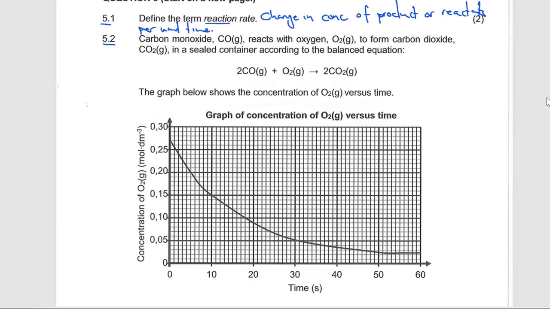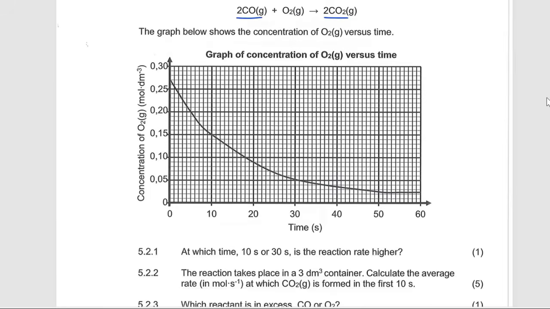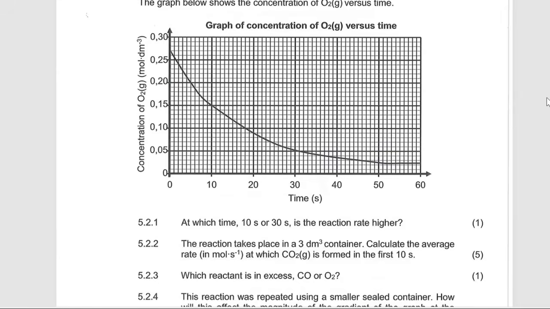Then moving on to 5.2, which says carbon monoxide, which is our CO gas, reacts with oxygen, which is our O2 gas, to form carbon dioxide gas in a sealed container according to the balanced equation. So this is our balanced equation that you're given there. It says the graph below shows the concentration of O2 gas versus time, right? So you can see the concentration on our y-axis, then the time on our x-axis, right?